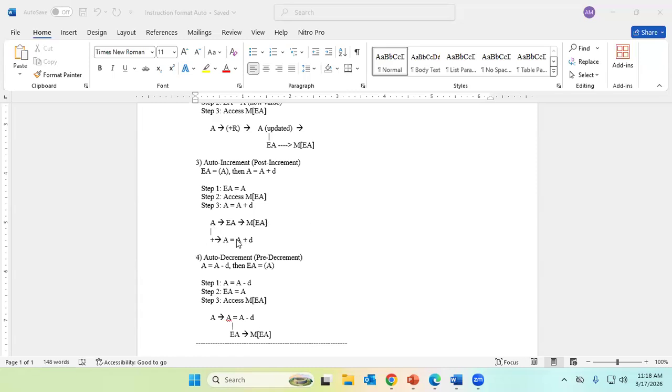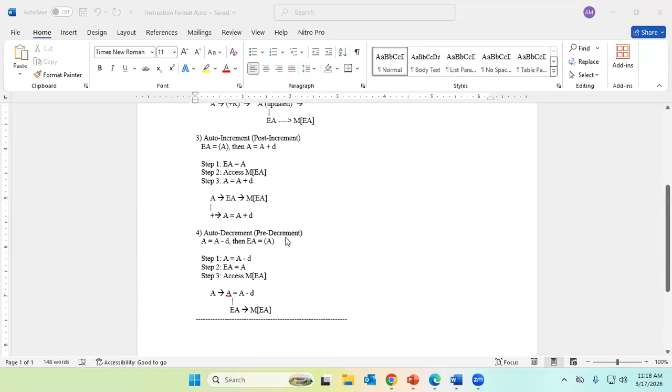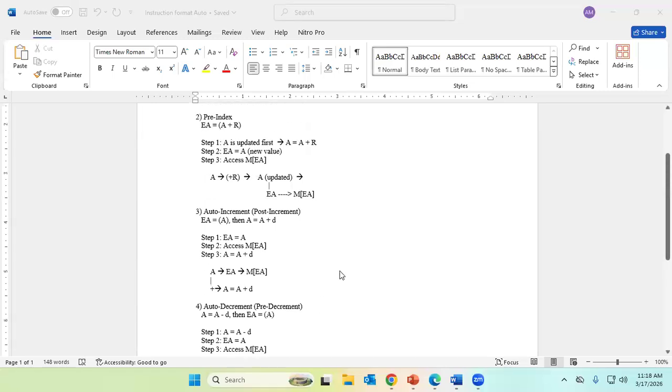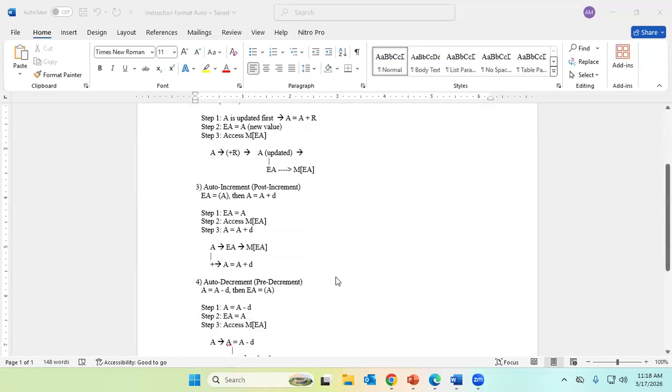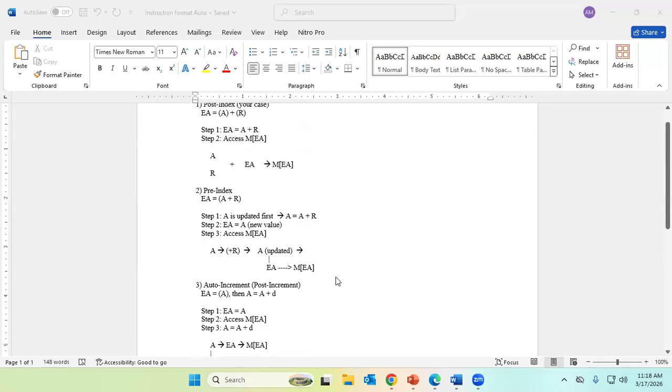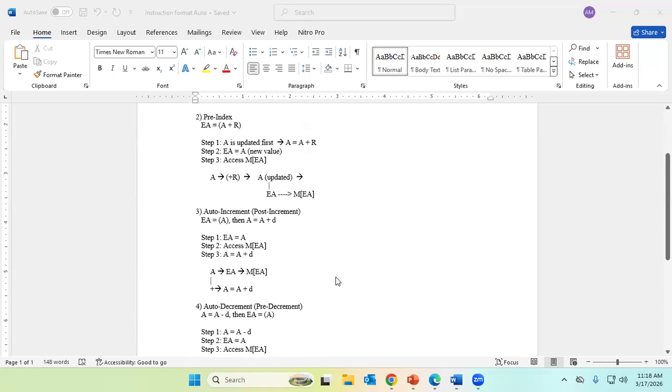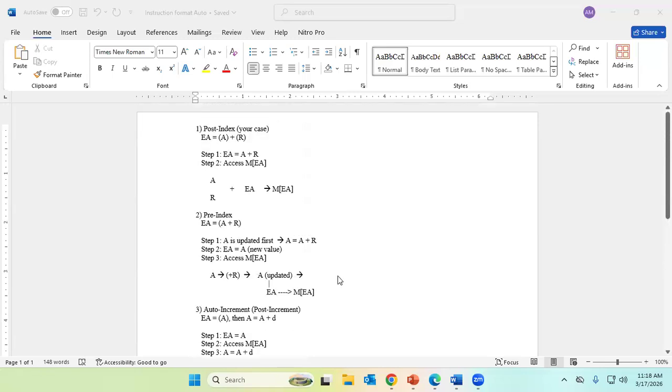Auto decrement is almost the same, but instead of plus, what do we have? We have the minus here. Pick up one of these, 1, 2, 3, 4, and let's do a numerical example for it. You pick one. And then we take a numerical example, and you should be able to do the numerical example for the rest. Come on, guys.